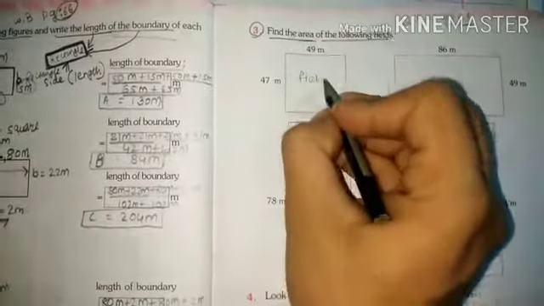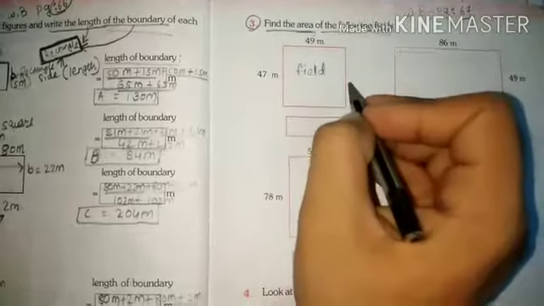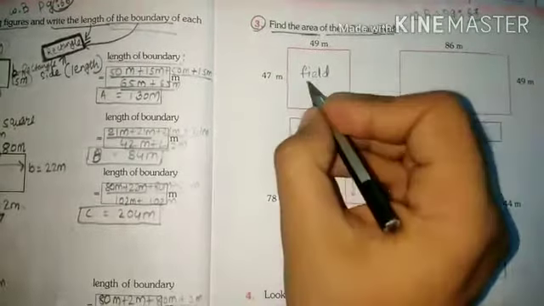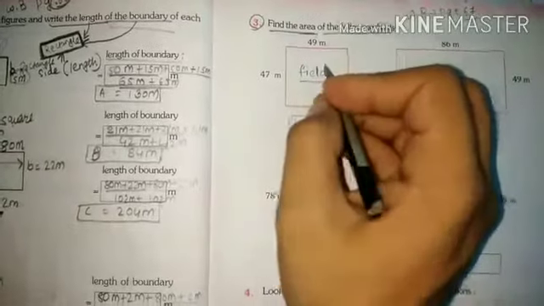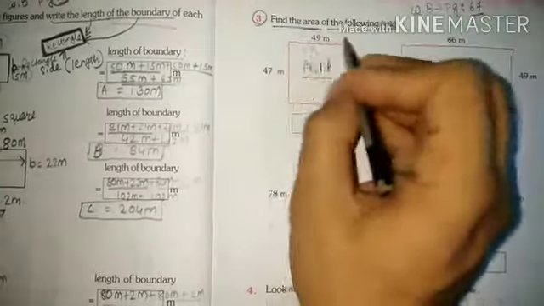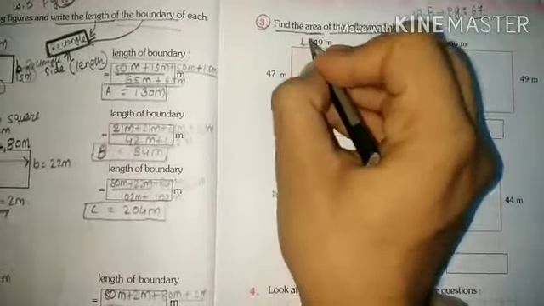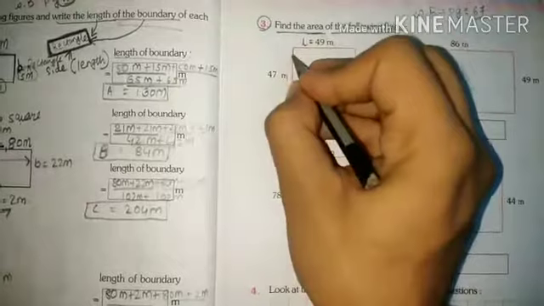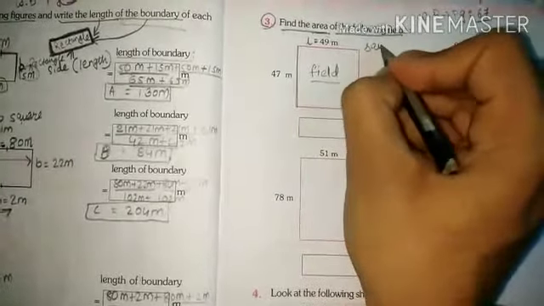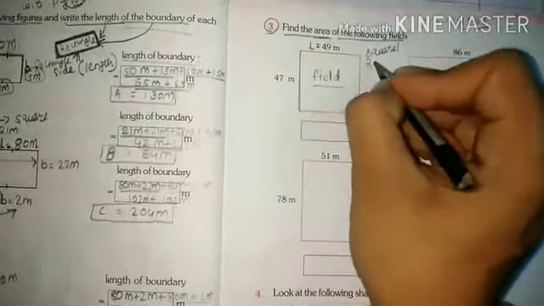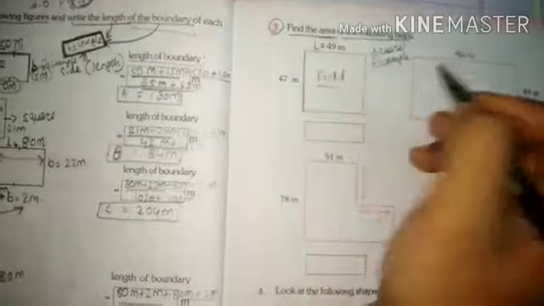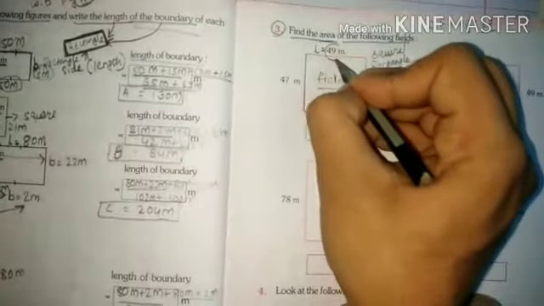These are the fields, we can say. Field means an open piece of land in which we can play, we can do agricultural activity, whatever we can do. So let us see what this figure is all about. This is a length and this is a breadth. Now how can we know this is a square or a rectangle?